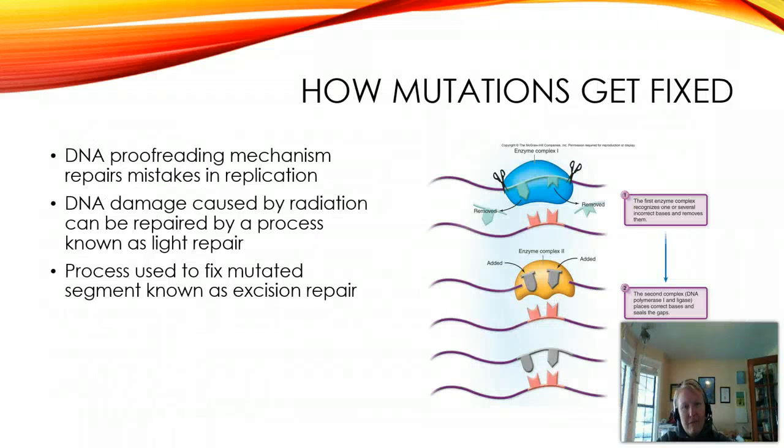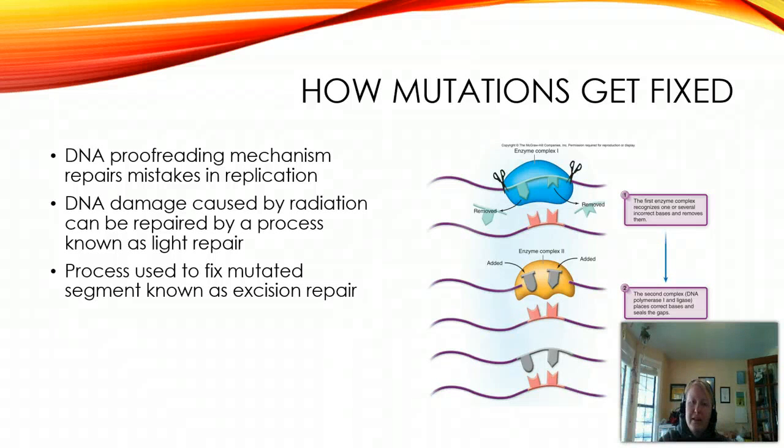So how do mutations get fixed? Mutations can be fixed. We don't talk about them getting fixed because we usually only talk about when they've actually happened and we can see the product of them. But in fact, a lot of mutations get fixed every day in cells. There's two main mechanisms of doing this. There's a DNA proofreading mechanism that will come along and proofread the genome after polymerase has made a copy of it to make sure there aren't any mistakes.